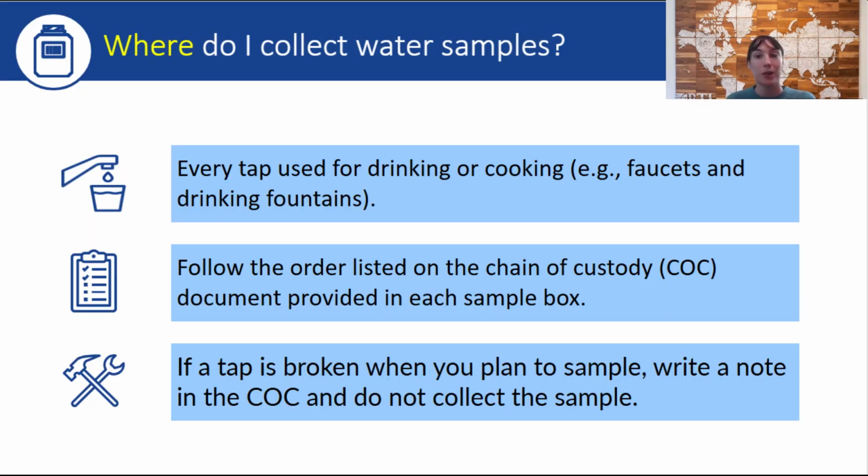Next, where do you collect water samples? Well, the short answer is at every tap used for drinking or cooking. After you enroll and receive your sample kit, follow the order listed on the chain of custody, the COC, document provided in each sample box. If a tap is broken when you plan to sample, write a note in the COC and do not collect the sample.